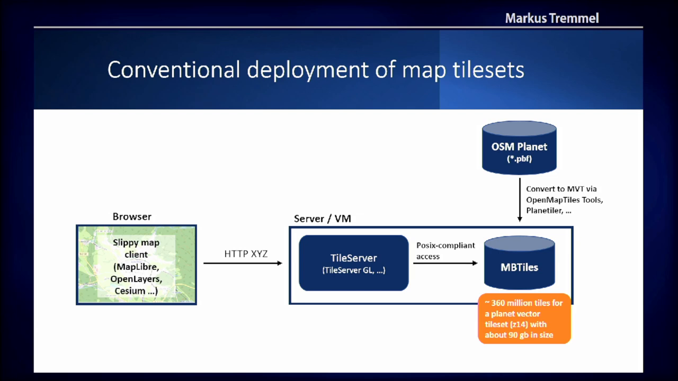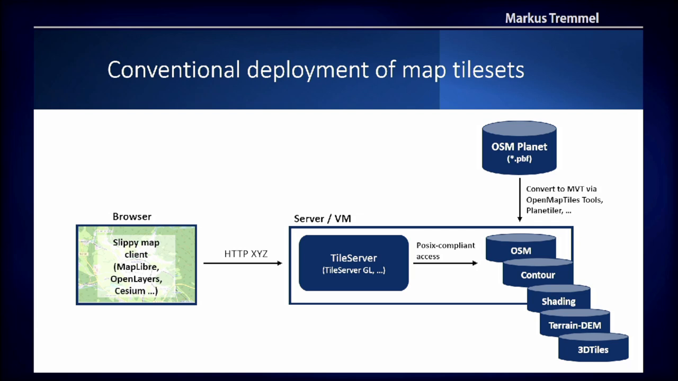To make this SQLite, this MBTiles database, accessible to a slippy map client, you have to translate the HTTP XYZ queries into SQL queries, for example via a tile server. For example, you could use TileServer GL. In our projects, we have done this for a lot of other tile sets. For example, you want to overlay the base map with contour lines, or display shadings, or use the new MapLibre feature where you can extrude terrain, so displaying 2.5D terrain data. The base of this is, for example, terrain DEM tile sets. Or if you're using the state-of-the-art 3D maps renderer, Cesium, then you want to use quantized mesh tiles for the terrain, and for displaying 3D buildings, the 3D Tiles format. If you're aggregating all this together, you have over a billion tiles and terabytes of data.